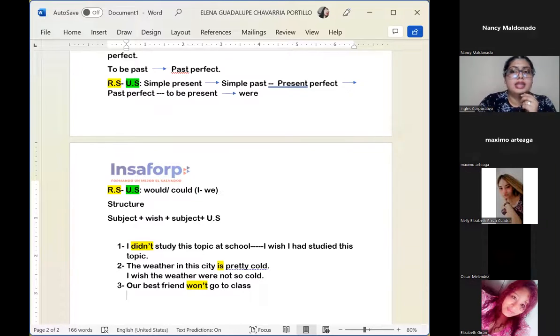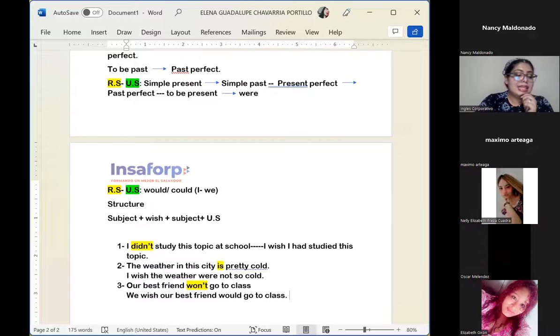Now, we are going to construct the unreal situation. Who is the person, or who is the one that is wishing something? ¿Quién es o quiénes son los que están deseando algo? We. Good. We wish. And what is the second subject? Who is the person in this sentence? Best friend. Good. We wish our best friend. And we are going to use would for this unreal situation. Would go to class. We are going to complete with that.